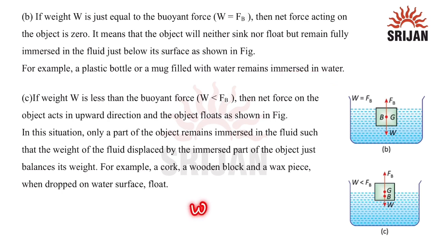Third is if the weight is less than the buoyant force. Now in this particular situation, the net force on the object will be in the upward direction and the object floats as shown in the figure. In this situation, only a part of the object remains immersed in the fluid such that the weight of the fluid displaced by the immersed part of the object just balances the weight. For example, a cork, a wooden block, or a wax piece, when dropped on the water surface, floats.